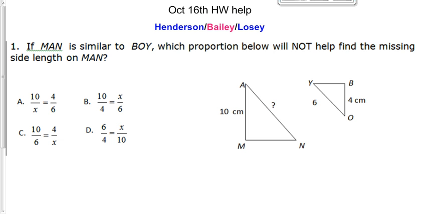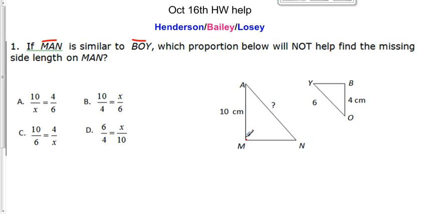Number 1: if man is similar to boy, which proportion below will not help you find the missing side length on man? Well, in order to do this, guys, we have to compare triangle to triangle. They're similar, so they'll have the same scale factor. We need to color code, okay? So the first one is MA in man. It has to be the same as BO in boy. It's the first two letters, first two sides.